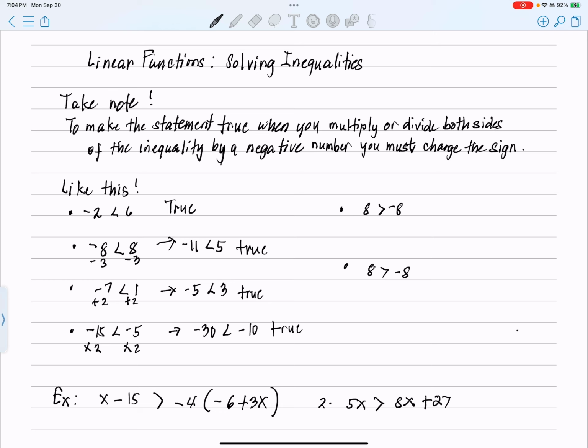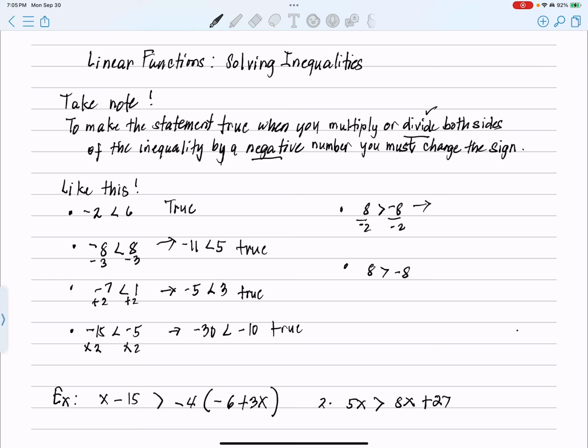Okay? When we multiply, add or subtract a negative and a positive, we come up with a true statement. 8 greater than a negative 8. How about if I divide it with a negative 2? Let's try checking when we divide a negative number. What's going to happen?